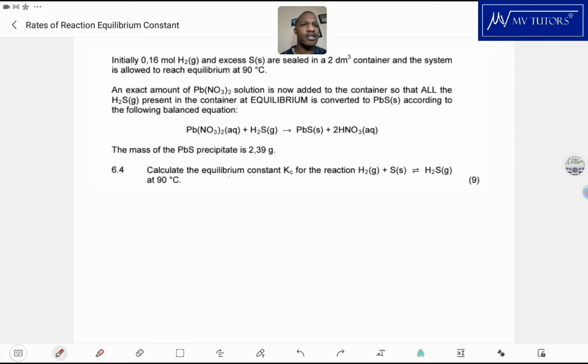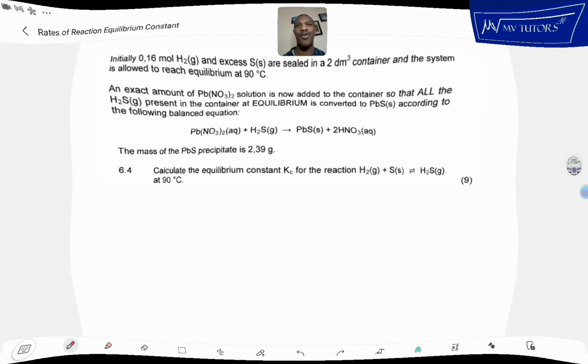6.4 says calculate the equilibrium constant for the reaction that's given there, and we are given the information above. If after reading this question in its entirety you feel like you cannot answer it or you don't understand it, then stick around. Let's get some principles in order to be able to answer this question, and then at the end we're actually going to answer it.